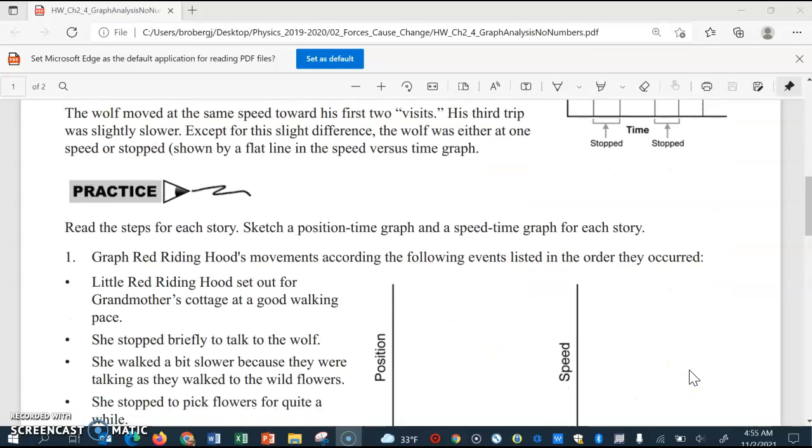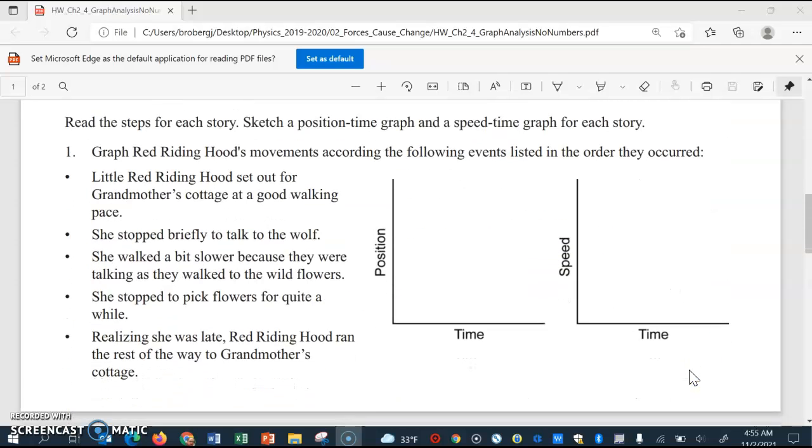I'm going to walk through the first one with you, and then you'll do this individually on your own. This one is the story of Little Red Riding Hood. We're going to draw Little Red Riding Hood's graph as she goes to her grandmother's house. As we do this, we're going to read the story and make some notes over here on the side. I want you to write those notes as well, because they're going to help you construct this graph. We're also going to underline some information here.